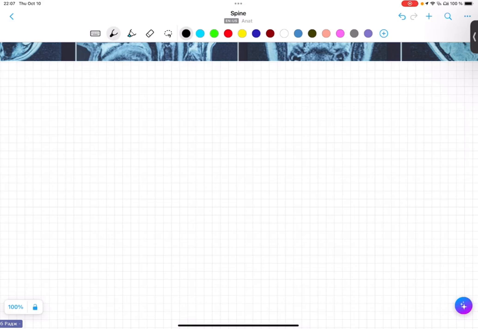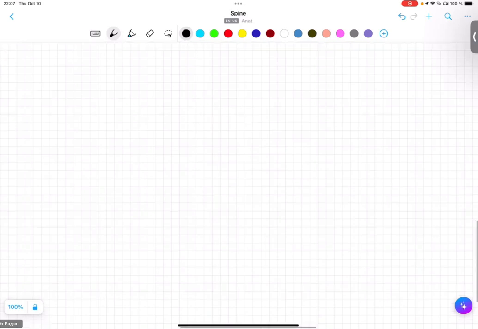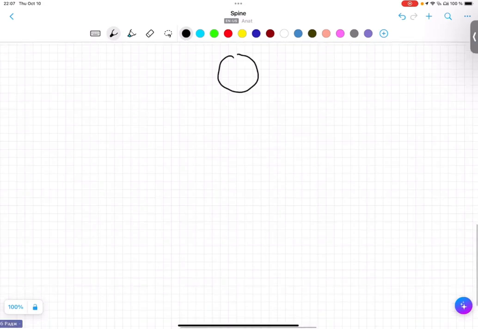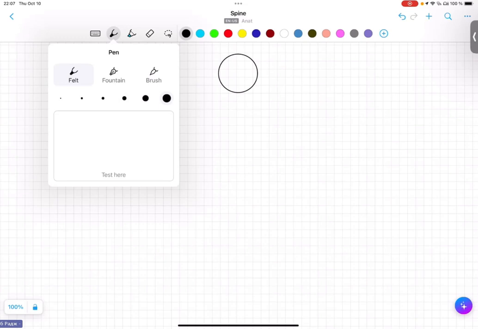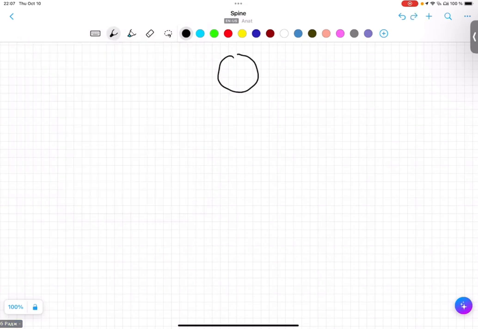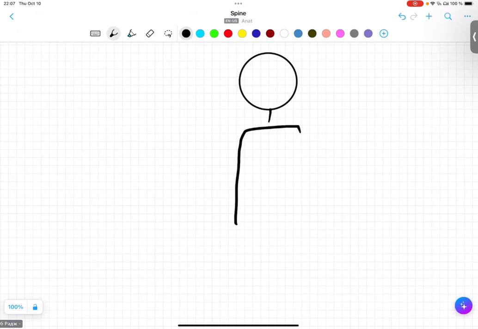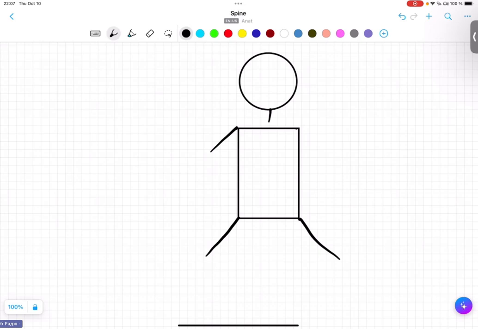We will see the spine. We will see the different parts of the spine and what the specific names of it are, the specific characteristics, and everything. So, suppose this is you. This is you, your head, neck, trunk, and your upper and lower limb.